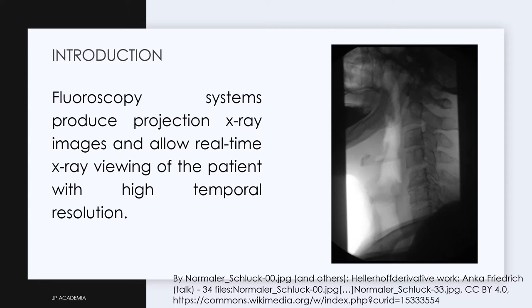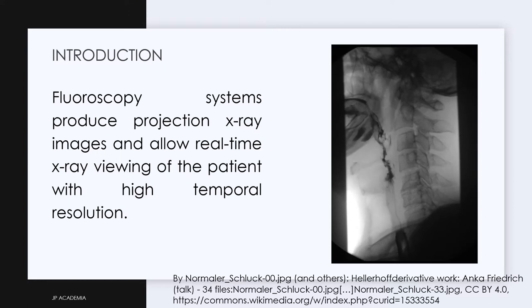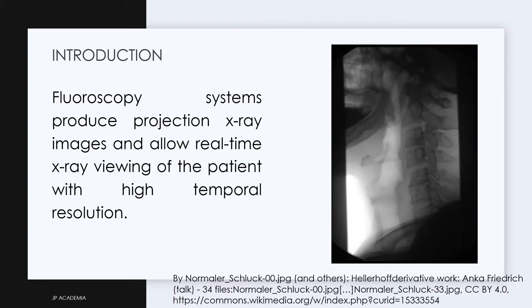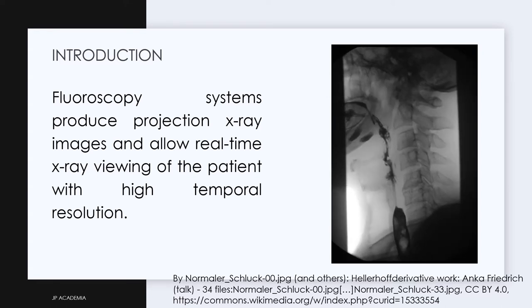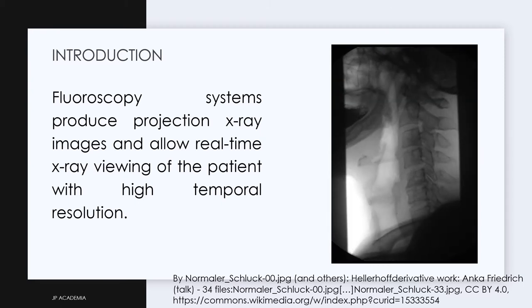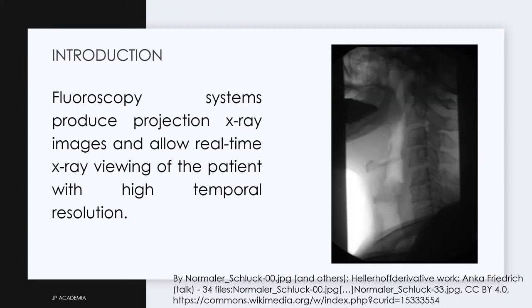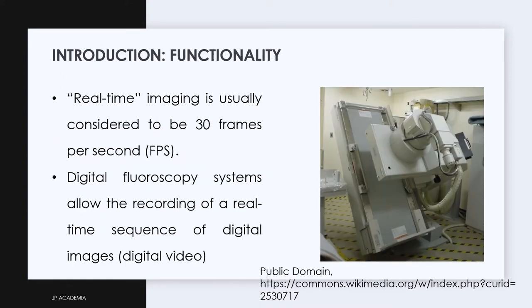In the GIF file at the right, we have barium, which is used during a swallowing test to make certain areas of the body show up more clearly on an X-ray. The radiologists will be able to see the size and shape of the pharynx and esophagus with this method. Real-time imaging is usually considered to be about 30 frames per second.